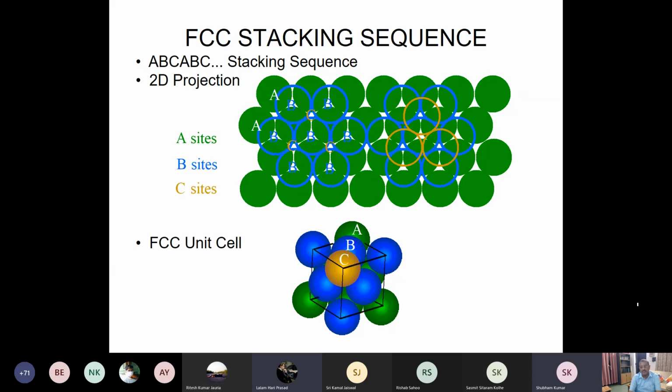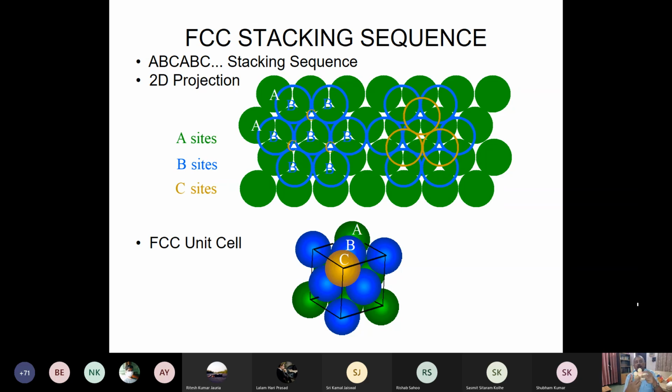Now let me repeat this experiment. This is the A layer of atoms, close packing. This is a B position, this is a B position, this is a B position. This one is C position. So next layer of atoms, I put it just above the B position.